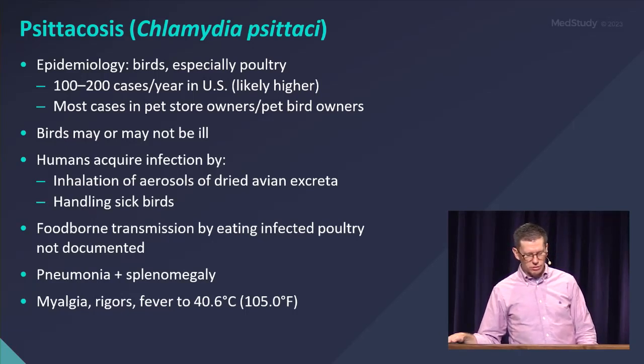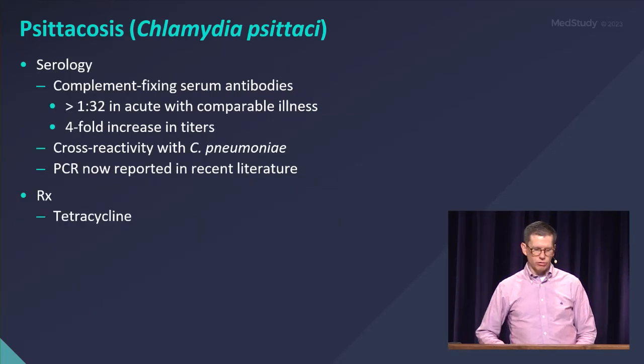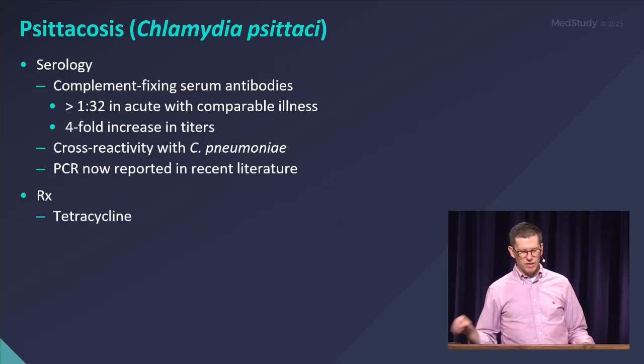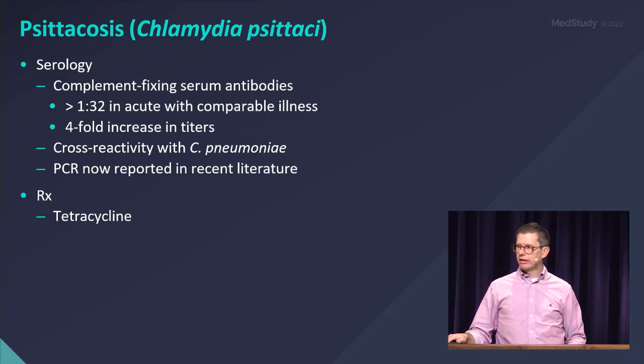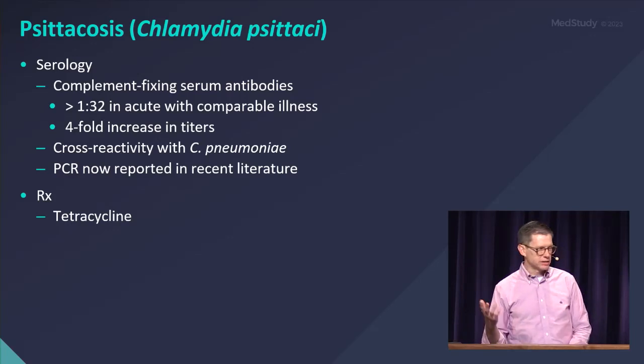The clinical symptoms look like respiratory tract infections with pneumonia and some splenomegaly, and you can have really decently high fevers with psittacosis. We do serologies for this, although there are some reports of PCR availability, although we've never sent that, and the treatment typically is a tetracycline, which is doxycycline.